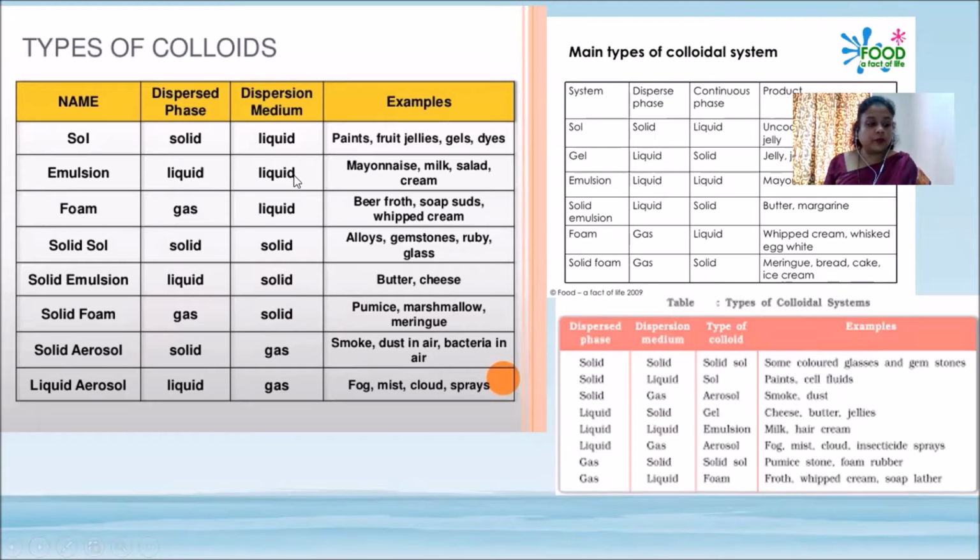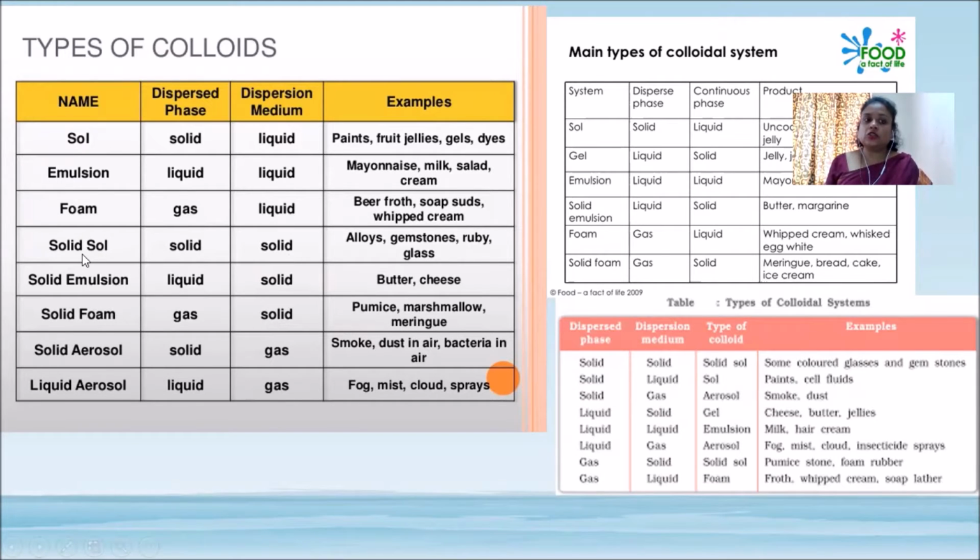Then liquid in liquid. Take an example of liquid in liquid. Then you can take an example of mayonnaise, French dressing, milk, salad creams. Then next one is gas in liquid. So gas in liquid, which is called foam. So gas in liquid, we will talk about beer froth, soap suds, whipped cream. Then you can take egg white foam as well.